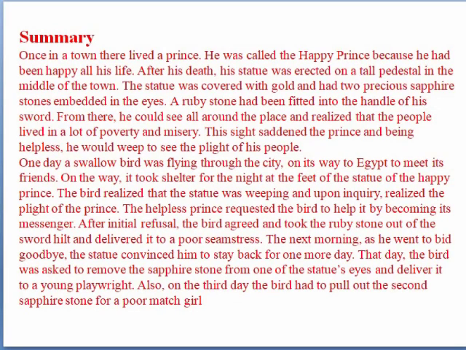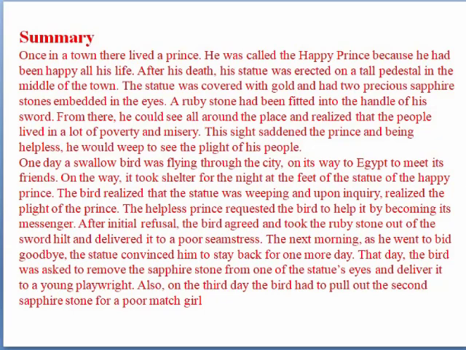Now it's time to have a look over the summary of this chapter. Dear students, once in a town there lived a prince. He was called the Happy Prince because he had been happy all his life. After his death, his statue was erected on a tall pedestal in the middle of the town. The statue was covered with gold and had two precious sapphire stones embedded in the eyes.